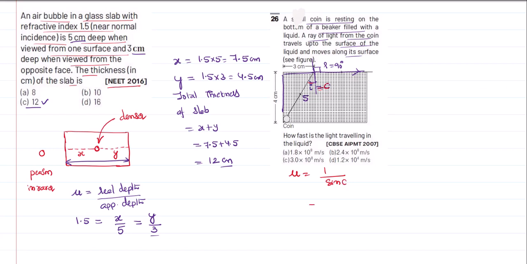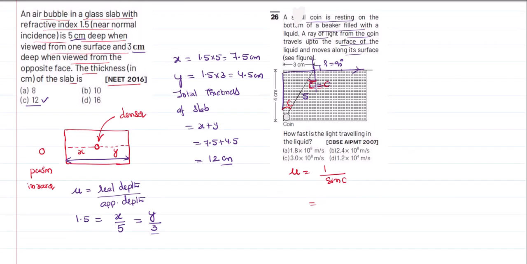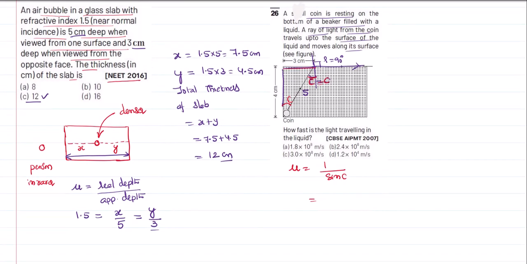So what is this sin c in the triangle? If this is c, this is also c. For sin c, this becomes the opposite side and this becomes the hypotenuse. So mu equals 1 by sin c, that is 1 by 3 by 5, which is equal to 5 by 3. Once we know the value of mu as 5 by 3, we can further write the refractive index mu as velocity of light in vacuum divided by velocity of light in that medium.